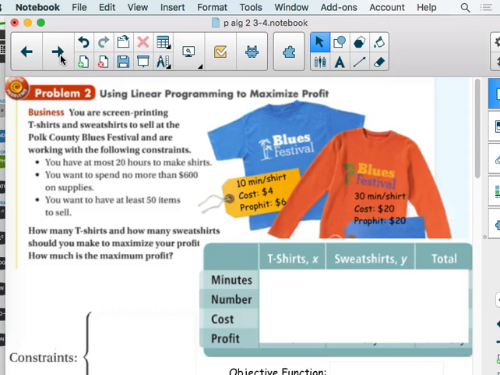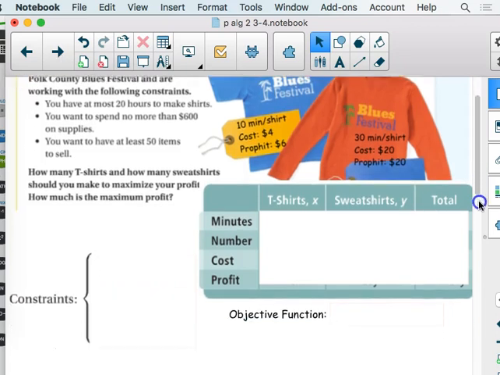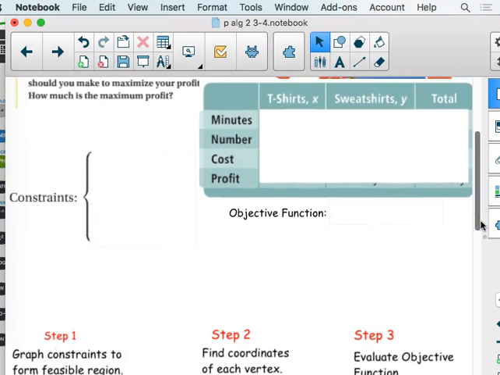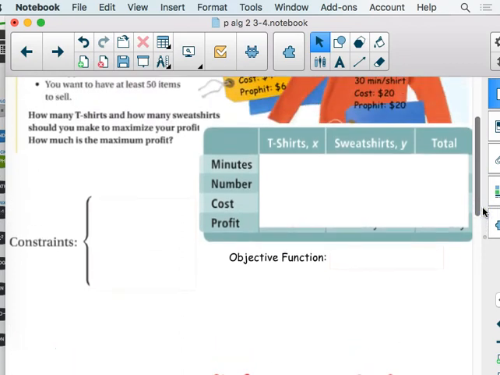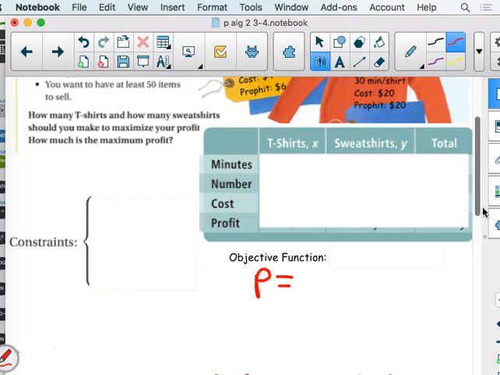So I started thinking about this, and the first place I would start is the profit. I would want to know, how am I going to make my money? And that's the objective function. So down here, somewhere, there it is, we have objective function. So obviously our X and Y are t-shirts versus sweatshirts.